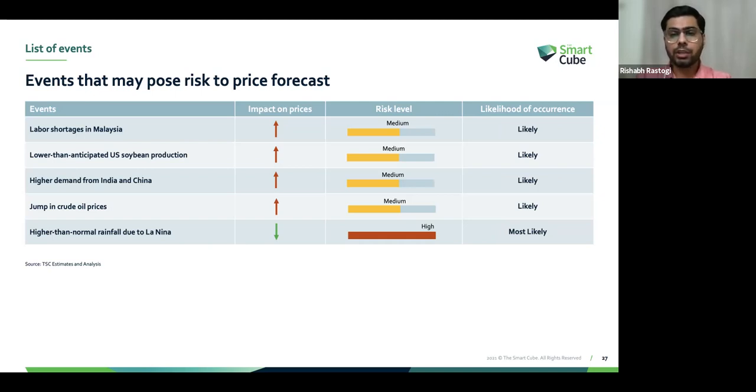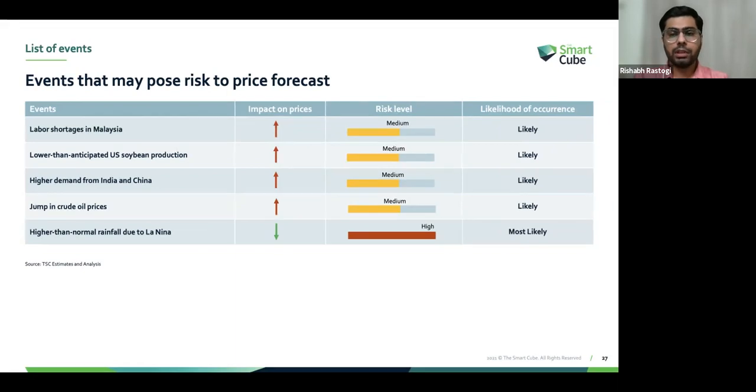In case of higher than expected demand from India and China, which are the major importers, due to their low domestic stocks, then it may push prices upwards. Similarly, if Brent crude oil prices jump, then as I explained earlier, this may incentivize more biodiesel producers and higher demand for palm oil, which will likely cause prices to move in a bullish momentum.